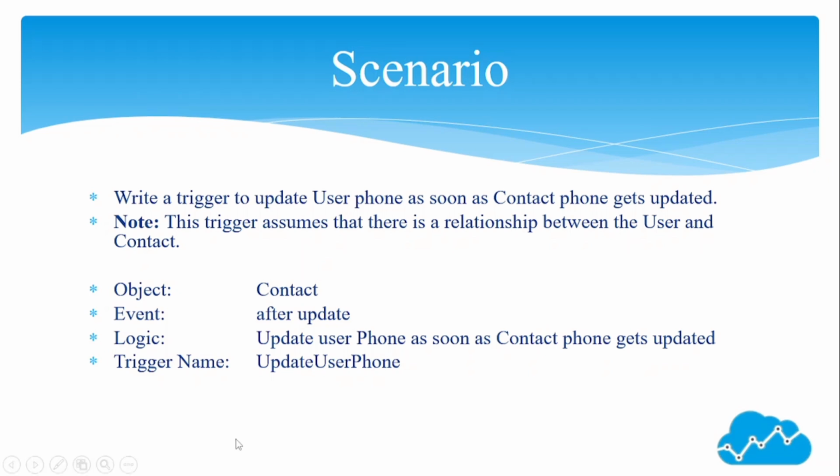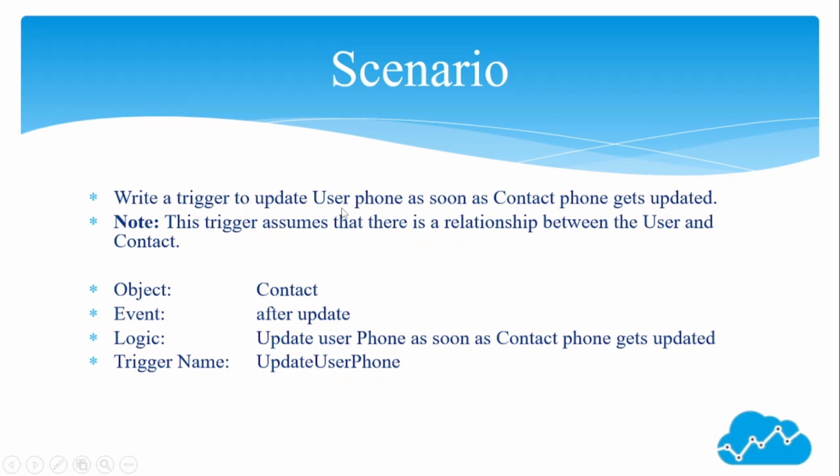Here is one note. This trigger assumes that there is a relationship between user and contact. There is a default relationship between user and contact, that is a lookup relationship. So whenever the contact phone is getting modified, the user phone number is getting updated.